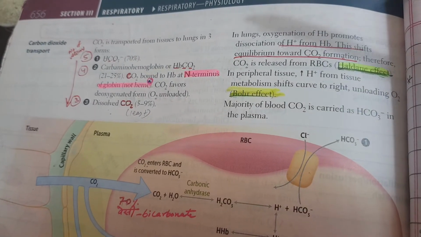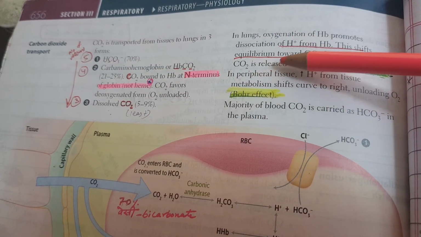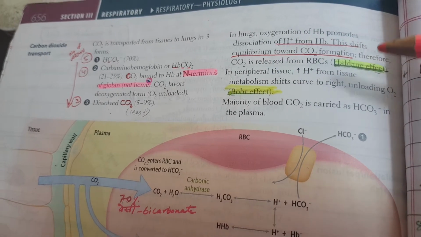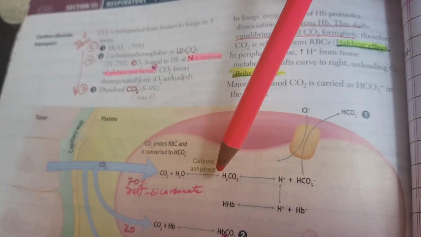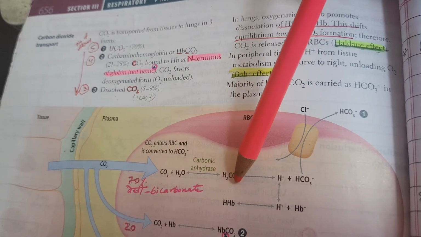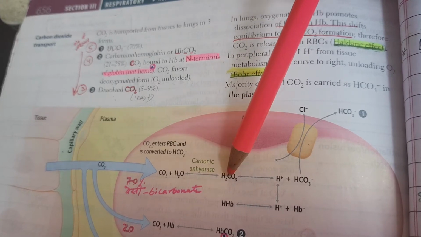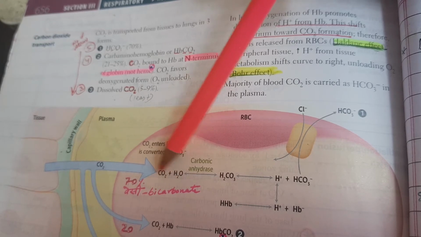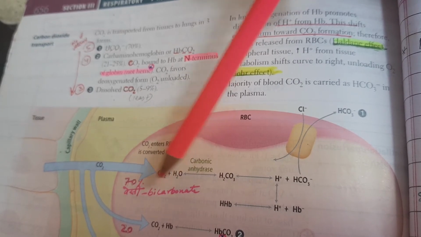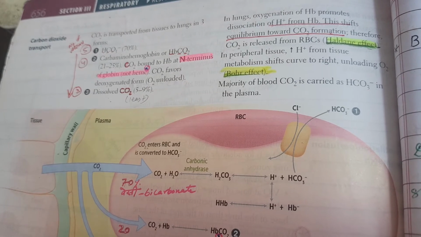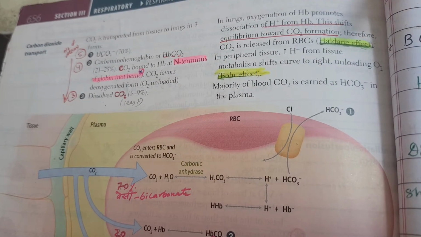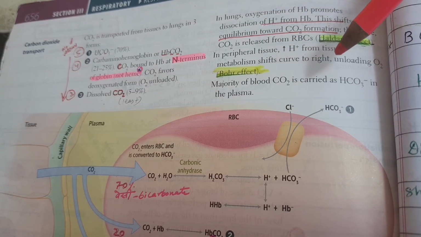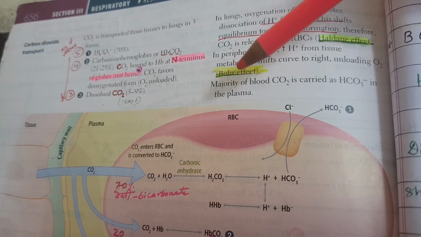Okay, you see in the lungs, oxygenation of hemoglobin promotes the dissociation of H plus from the hemoglobin. This shifts the equilibrium towards the CO2 formation, and at this time, this reaction will be more favorable. That is, carbonic acid will be forming the carbon dioxide, so that this carbon dioxide can get into the lungs and be exhaled out. In peripheral tissue, increased H plus from the tissue metabolism shifts the curve to the right, unloading the oxygen. That is the Bohr effect.